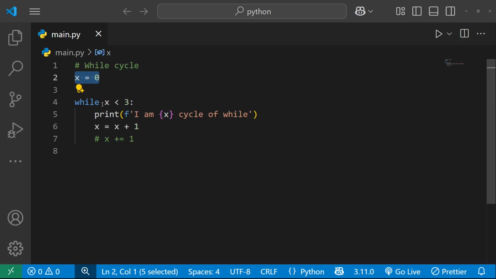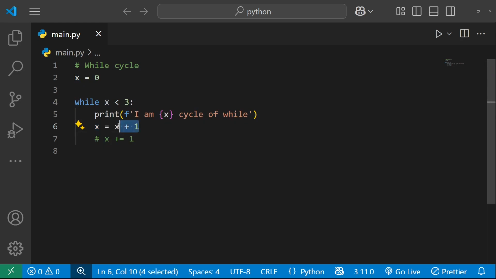So now, what does it mean? X is 0, right? So 0 is less than 3. Yes, it is. Print I am 0 cycle of while. Now 0 plus 1 is 1. So we will store the 1 in X. So X isn't 0, it is 1. 1 is less than 3, right? It's true. So this will run again. So we will print it, and X is 1.